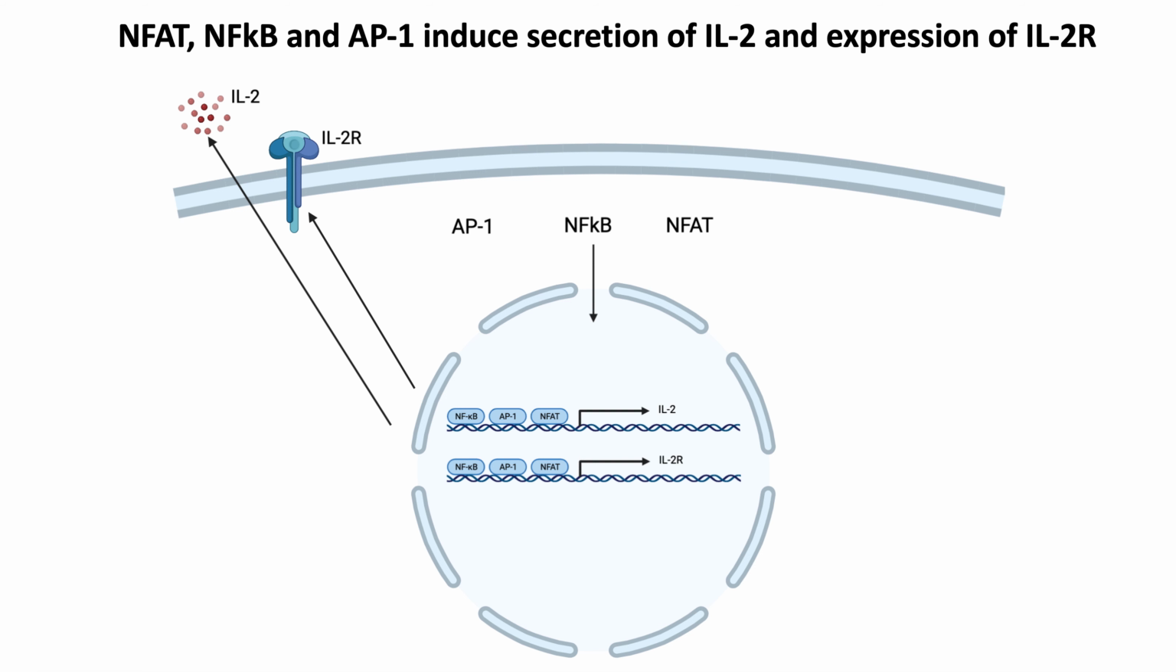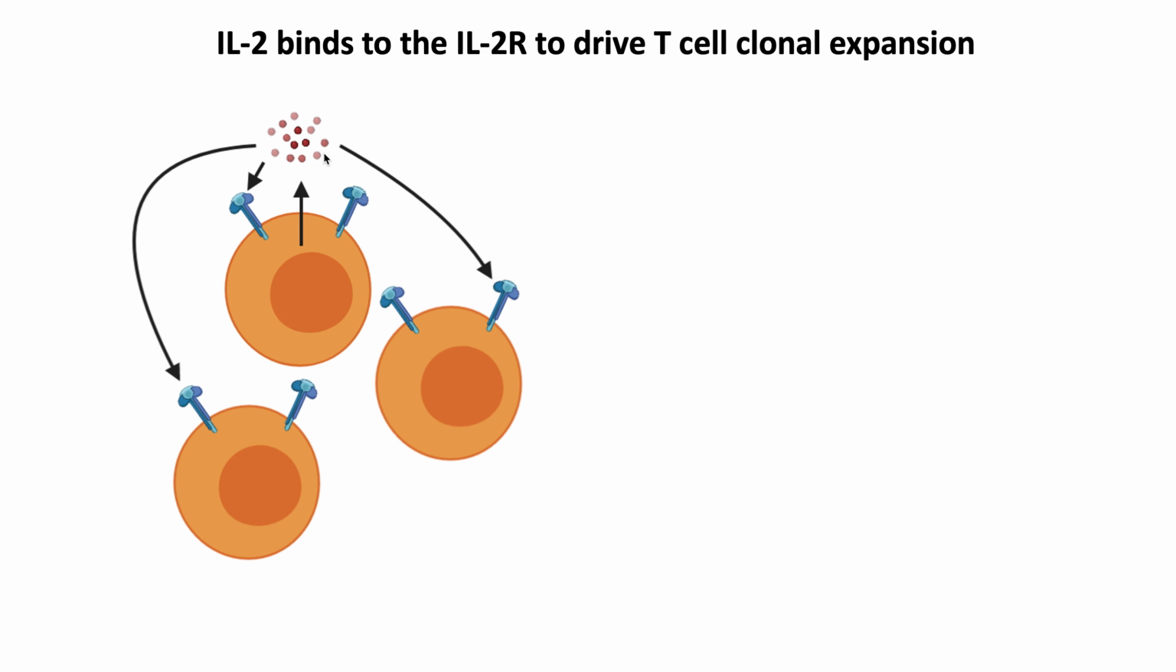So NF-kappa B, AP1, and NFAT, when they become activated, translocate to the nucleus and induce the expression of many genes. I'm going to focus on only two of those genes initially. And those two genes are interleukin-2 and the interleukin-2 receptor. T cell activation results in T cells rapidly producing lots of interleukin-2 and secreting it into the extracellular space and expressing the high affinity version of the interleukin-2 receptor.